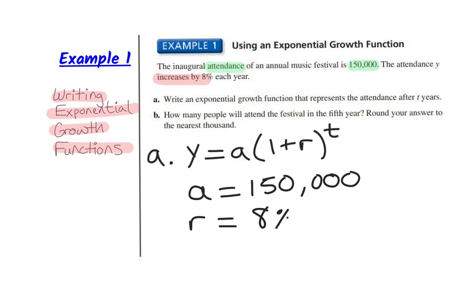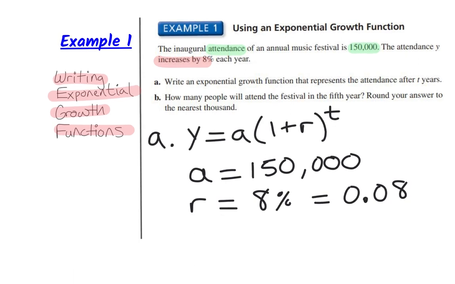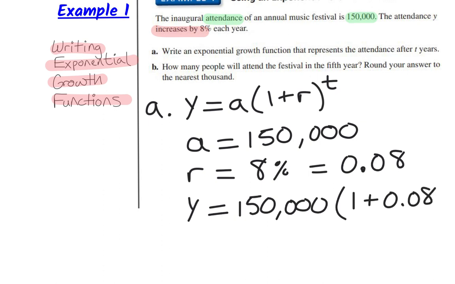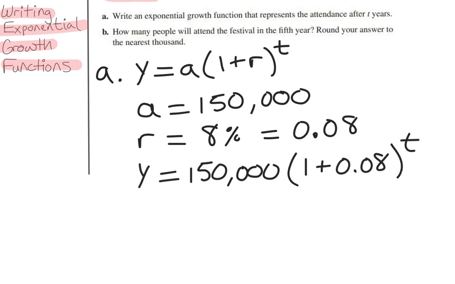The problem with 8% is we can't use percentages in mathematics, in calculators, or any type of calculations in general. So we needed to turn 8% into a decimal, and we do that by putting it 2 decimal places back, 0.08. Awesome. Now that we've got those components, we can put this into the equation's form. It looks like y is equal to 150,000 times 1 plus 0.08 to the t power.